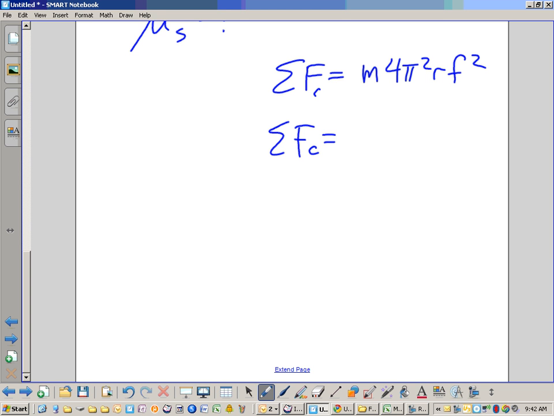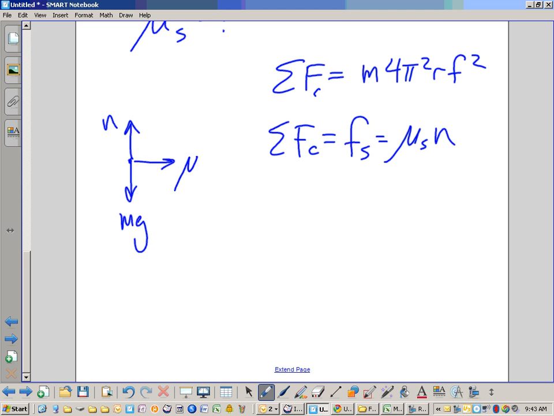All right? So where does the force come from? Static friction, which is equal to mu static times normal force. Again, we're on a horizontal surface. There's no vertical acceleration. If we draw a free body diagram, we can see that the normal force has to be equal to mg, with our centripetal force being static friction. Got that? So those are in balance, so we can say that N is equal to mg.